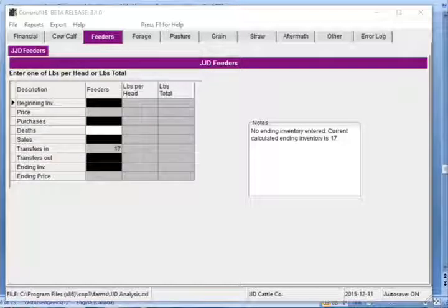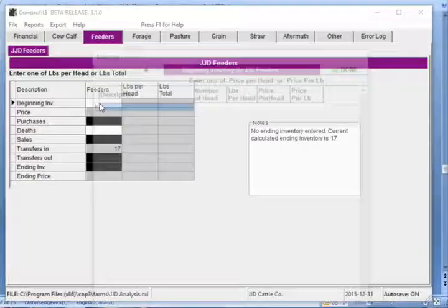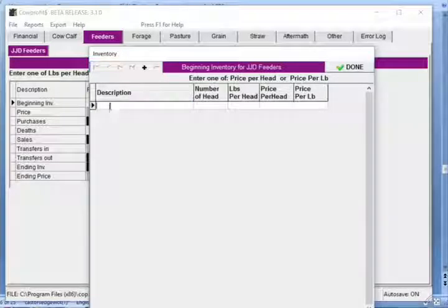So now let's continue entering information into CowProfits. This time it's the feeder screen. So notice we start again at the top and work our way down, beginning inventory. And if we double click on beginning inventory, we get another grid. And our beginning inventory was heifers.